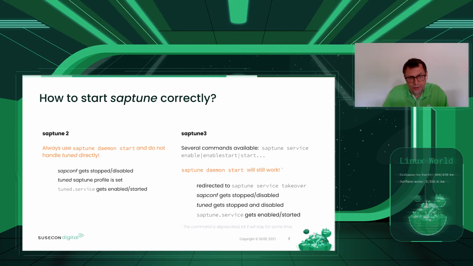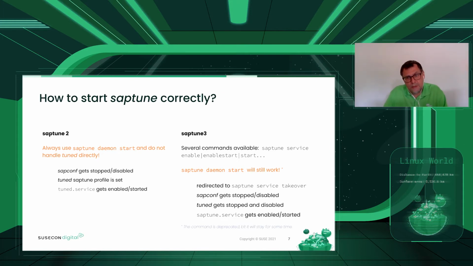And the good thing about doing that is that the command saptune daemon start will still work with Saptune 3. So we have a compatibility here. No issues. If you have Saptune 3 and you use it, you will see there is a deprecation warning. And the reason for that is that we want to get rid of this daemon part, because Saptune is no daemon and there is no tuned involved anymore. So that's the reason, because we deprecated it.